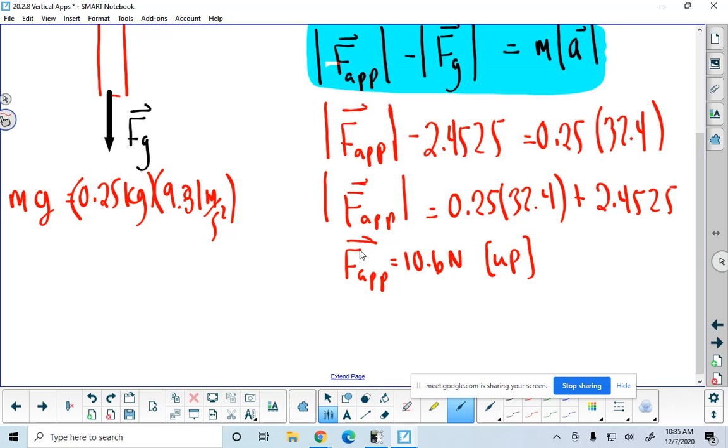I'll leave that up there for a minute while I ask you to look over your work for example 2, this example, and see if there are any questions about it.